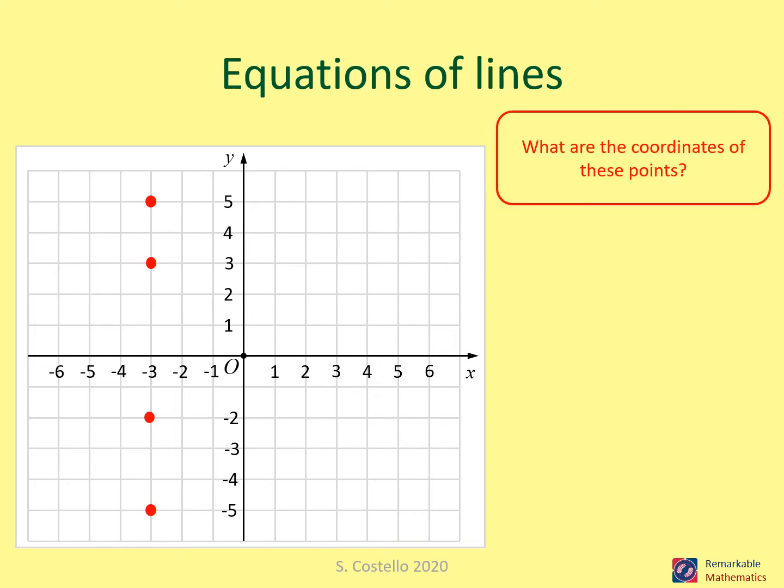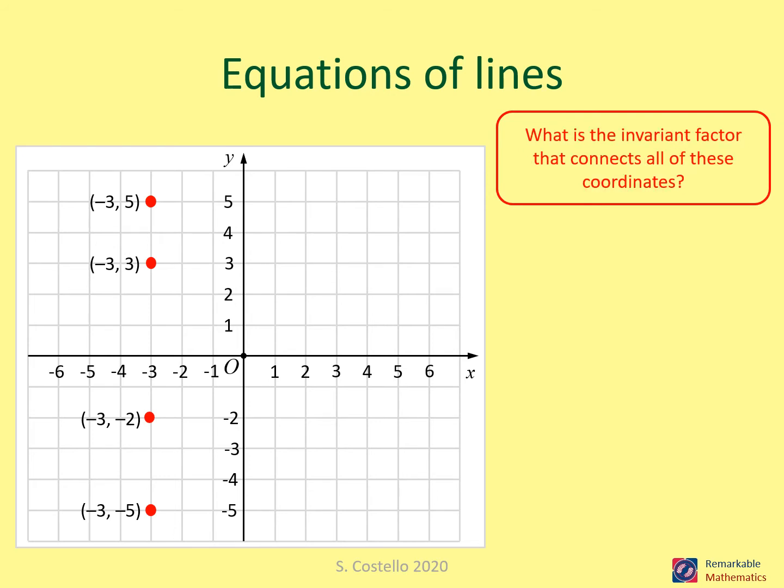Coordinates of these points. Well, we have minus 3, 5, minus 3, 3, minus 3, 2, and minus 3, 5. What is the invariant factor that connects all of these coordinates? In every coordinate, x equals minus 3.